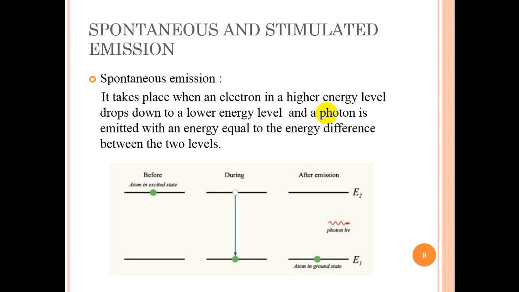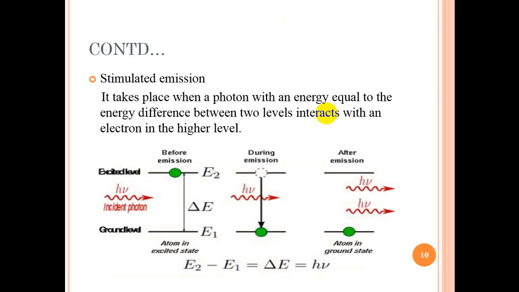These processes of absorption and spontaneous emission cannot give rise to amplification of light. So the best that can be achieved is, for every atom absorbed, another should be emitted. Stimulated emission takes place when a photon with an energy equal to the energy difference between the two levels interacts with an electron in the higher level.